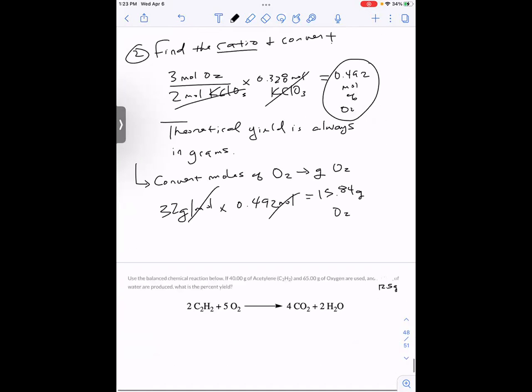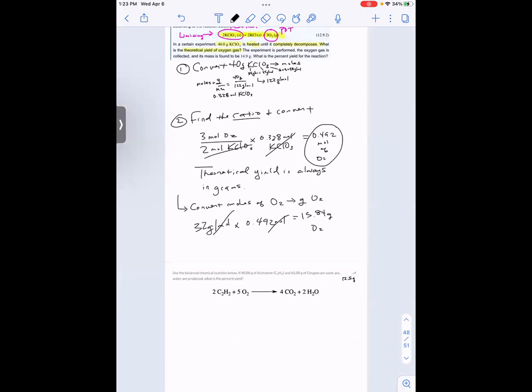Any questions about that? So we had to first convert potassium chlorate into moles. And then once we had that in moles, we could take those moles and turn them into any of the other substances in the equation, as long as we know the ratio between the substances, which we took from the equation after it was balanced. So 3 moles of oxygen is the same as 2 moles of potassium chlorate. So once we do that, then we found the number of moles of oxygen, took that, and to get the theoretical yield, that has to be in grams. So we took the moles of oxygen and turned it back into grams, right?